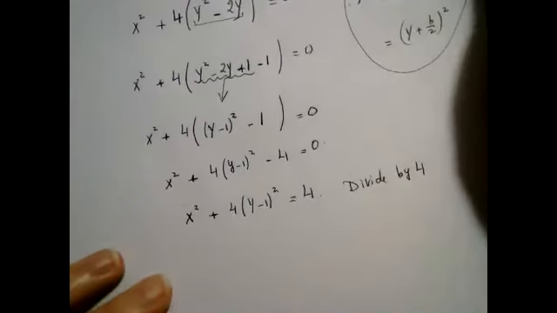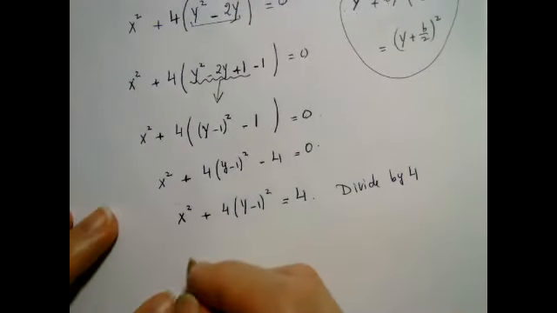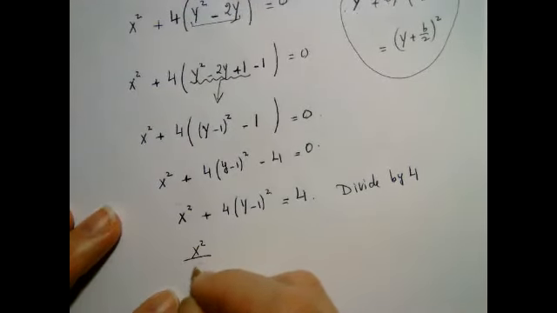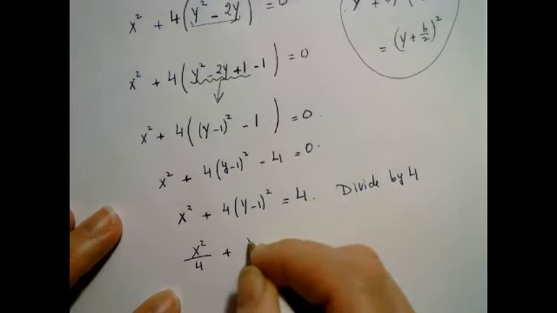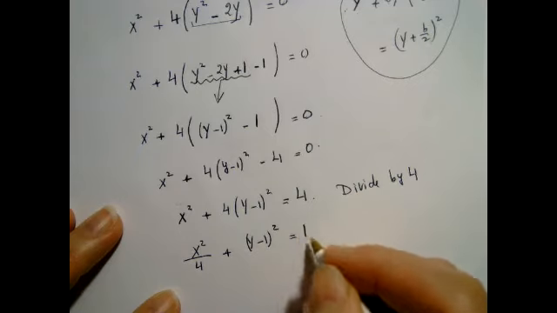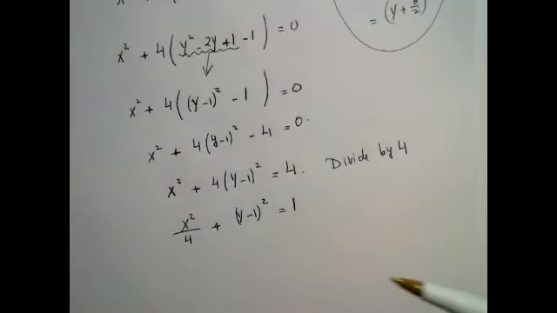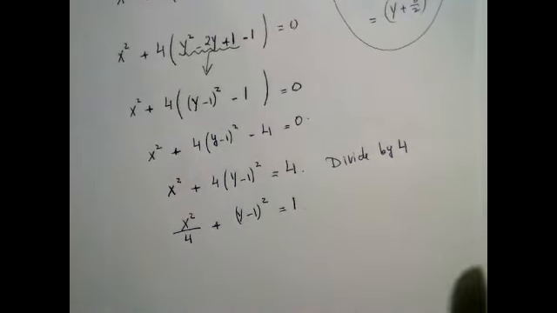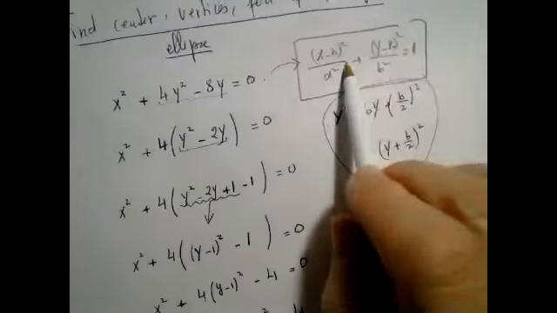If we divide by 4 across, because I want it exactly like the standard form, I will have x squared over 4 plus (y minus 1) squared equal to 1. And this is, in honest-to-goodness, an ellipse in the exact standard form. We have to do it.